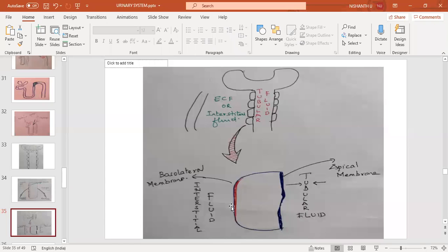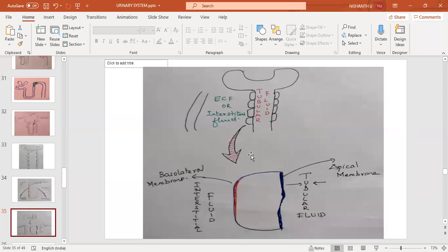And this side of the cell is in contact with the interstitial fluid. That means the property of the cell membrane on this side is different from the property of the cell membrane on the other side. Not a little different, so much difference is there. The membrane which comes in contact with the tubular fluid is called the apical membrane. And the membrane which comes in contact with the interstitial fluid, we call the basal membrane or basolateral membrane.